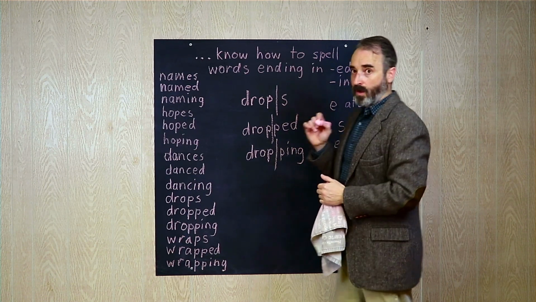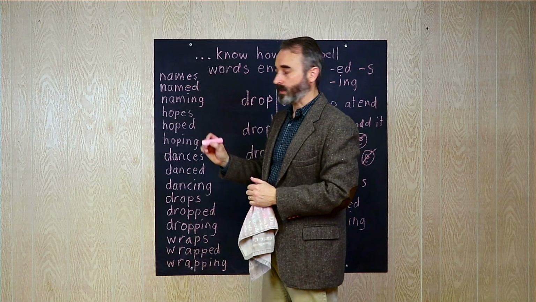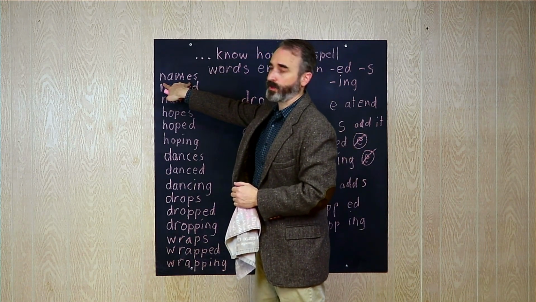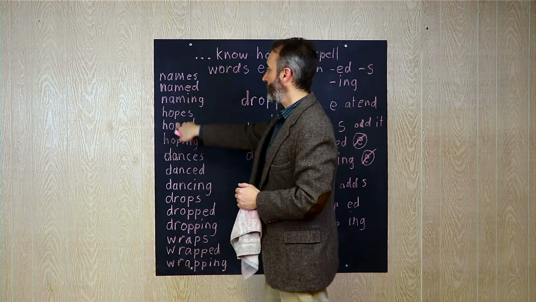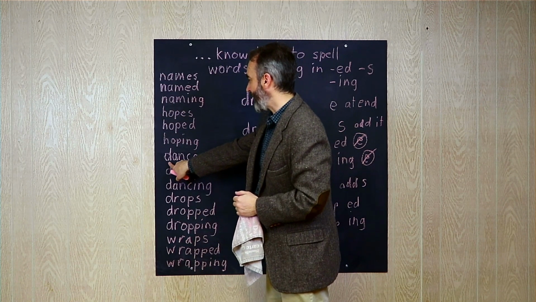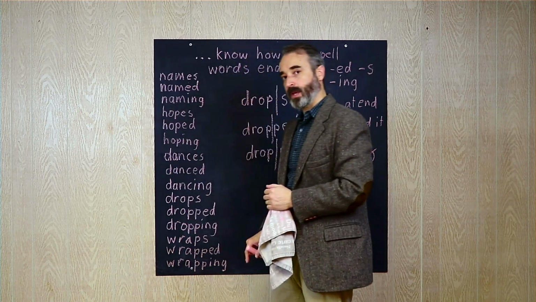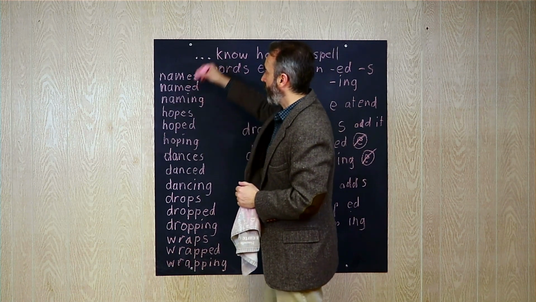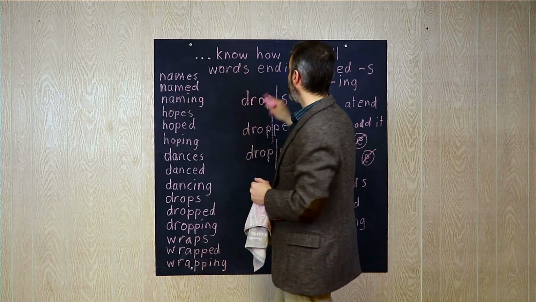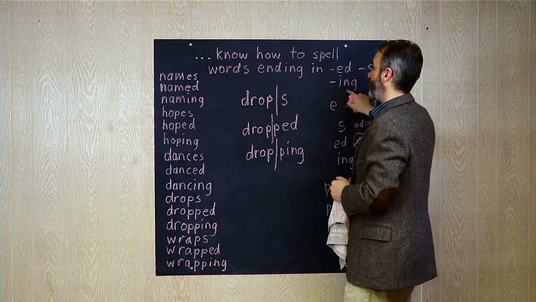So in your handwriting packet, I would like you to go through and with your pencil find the root word, the original word. In this case, it's name. Here it's hope. Here it's dance. There it's drop. So you find the original word, and then you draw a line between the original word and the ending. That is either an ed, an s, or an ing.